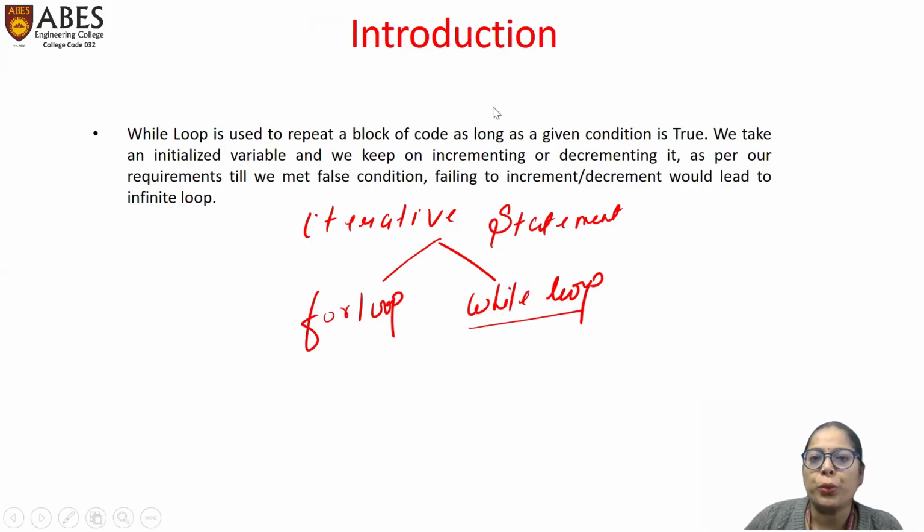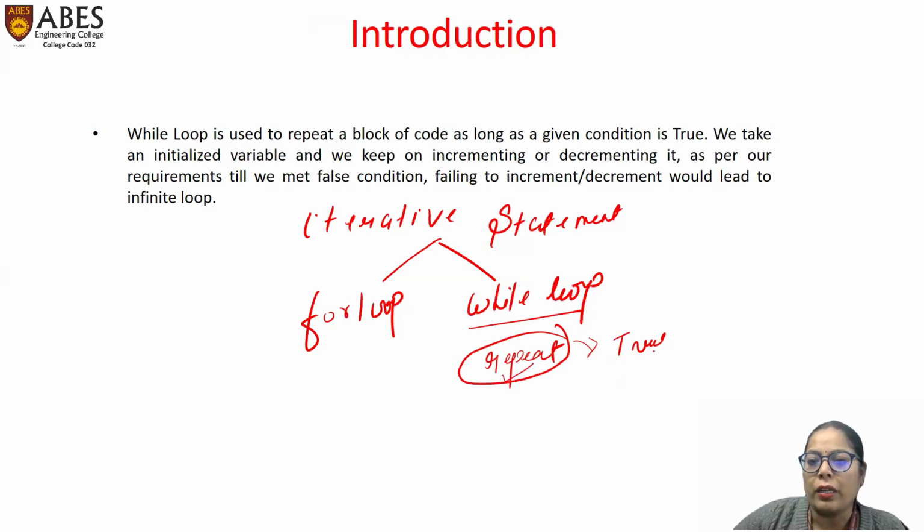While loop is used to repeat a block of code as long as the given condition is true. That means it will repeat certain functions until the condition is true. As soon as the condition is false, it will stop. So things or functions are repeated until the condition is true. Once the condition is false, it will stop. So that is the main function of while loop.